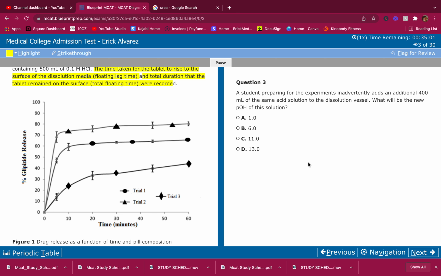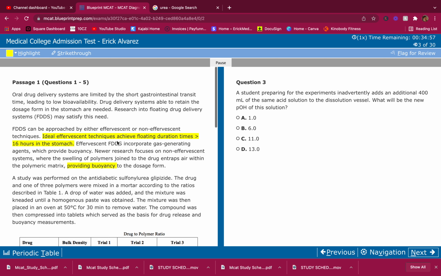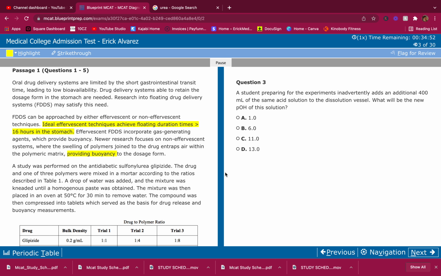Easy. Really easy, guys. What the hell? I thought this was hard. I thought the MCAT was hard. This is easy, man. Sorry, my voice is hurting.